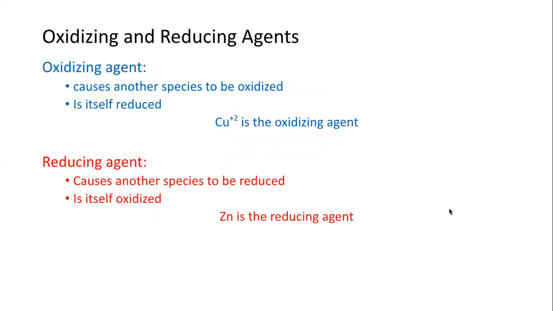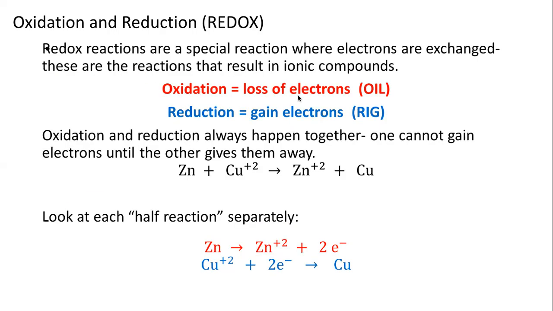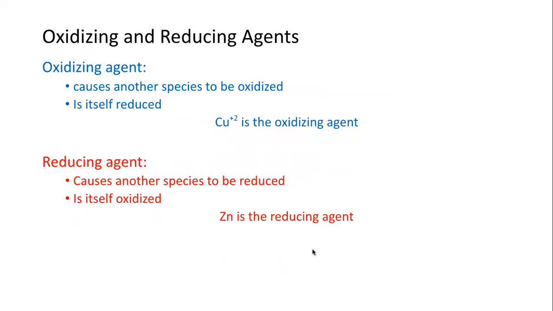So we have certain oxidizing and reducing reagents. Oxidizing agents cause another species to be oxidized. And again, oxidize means loss of electrons, and that's what happened here in this reaction. And therefore it itself is reduced, or it gains electrons. So copper in that reaction is our oxidizing agent, and then our reducing agent causes another species to be reduced, and it itself is oxidized.